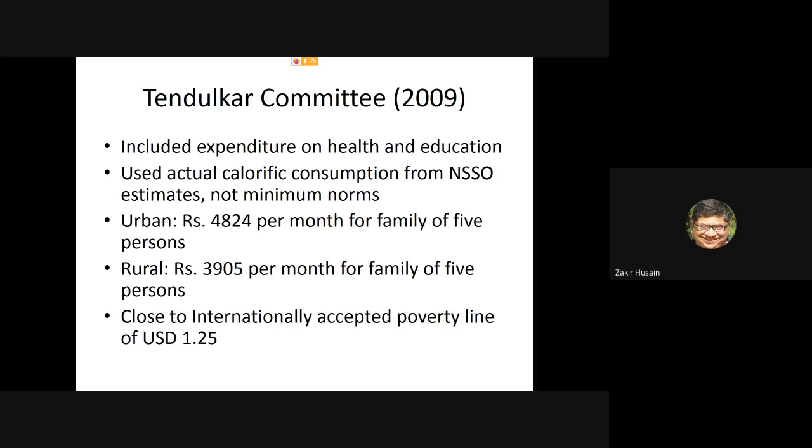So from 2009, the 66th round was just before this, and it did not use the Tendulkar committee line, but from the 68th round, which was undertaken in 2012, this poverty line is being used.